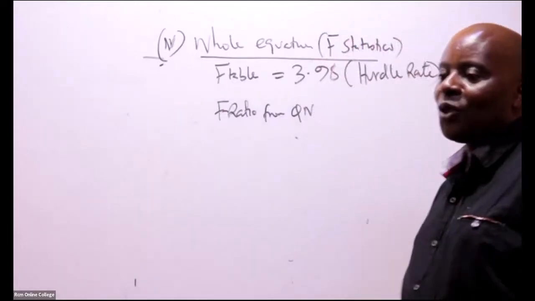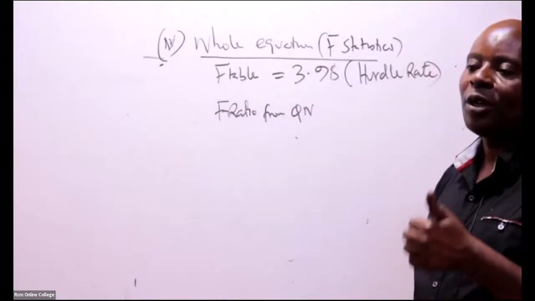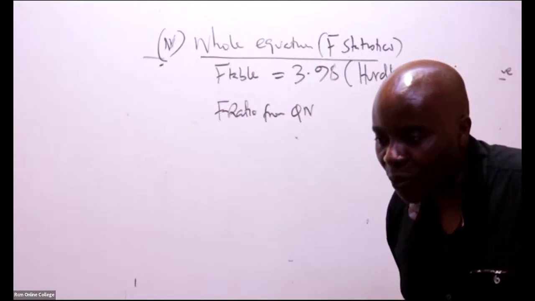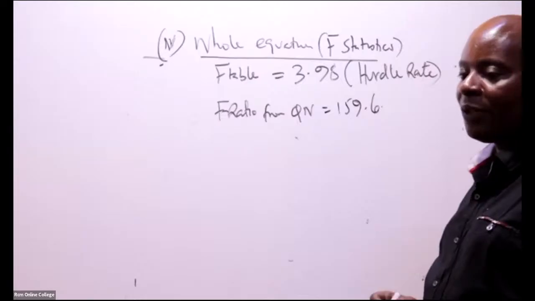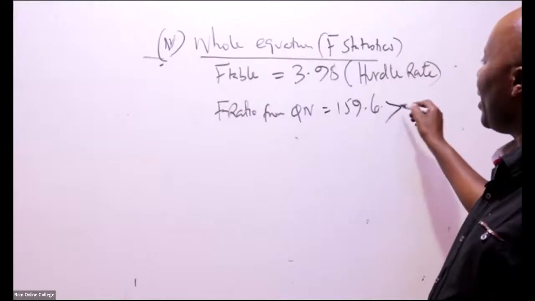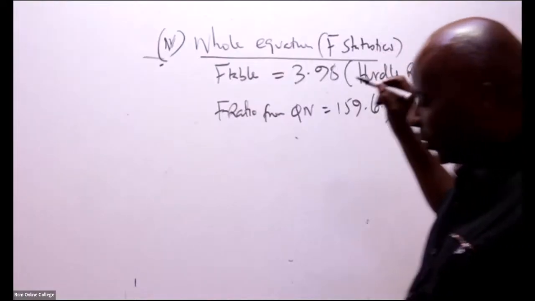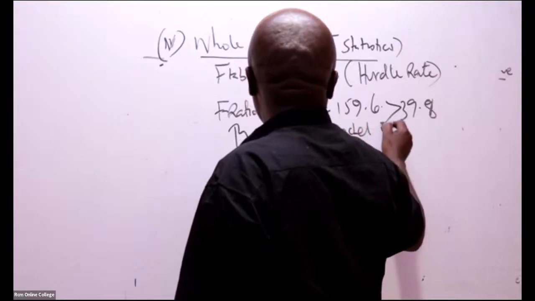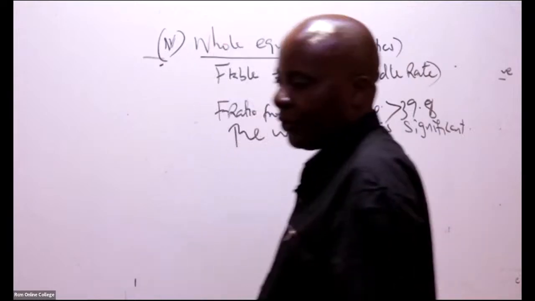Yes. So you compare the hurdle value, which has been given, to the F ratio, like in this case from the question. Somebody is giving us 159.6. So in this case, is the model significant or not significant? This is really more than the 3.98. It's more than the 3.98, meaning that the whole model is significant.